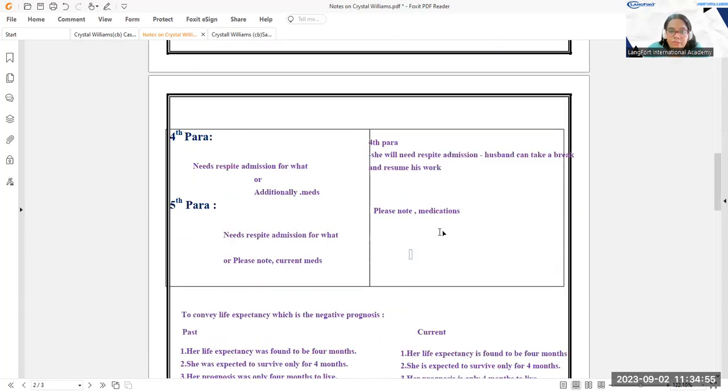Then now focus on the fourth and fifth. Either in the fourth, you can mention for what the patient needs the respite admission, for her husband to take a break, or you can use the connector additionally and mention the medications. It's up to you. If you mention the purpose of respite admission in the fourth paragraph, then you can use please note in the fifth and mention the current medications. But if you mention the medication in the fourth paragraph, then in the fifth paragraph you can mention what the patient needs the respite admission for. It's interchangeable. It's up to you. All of you go through it.